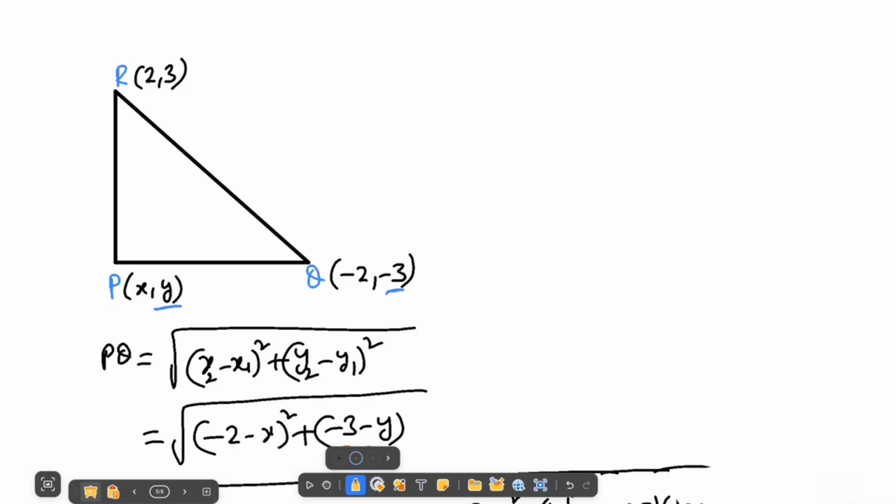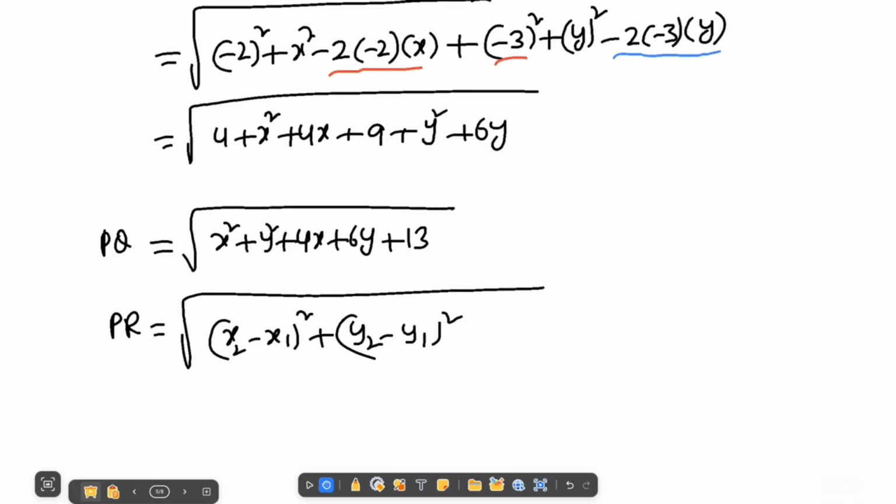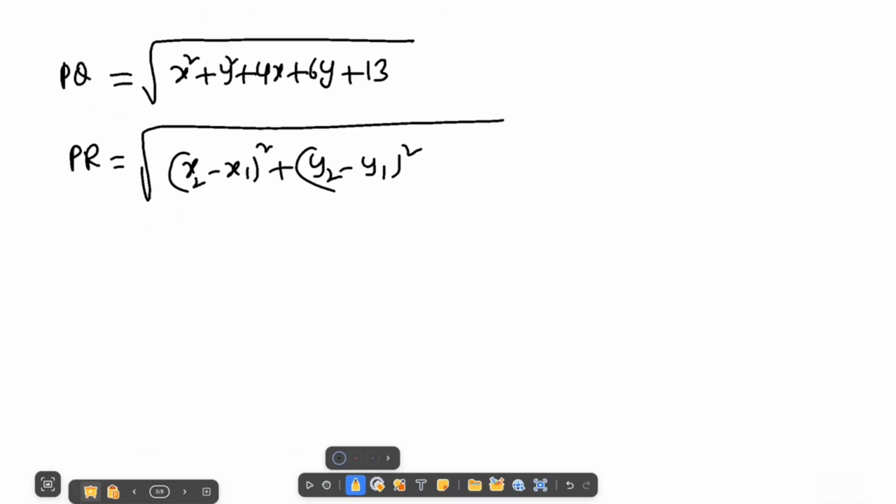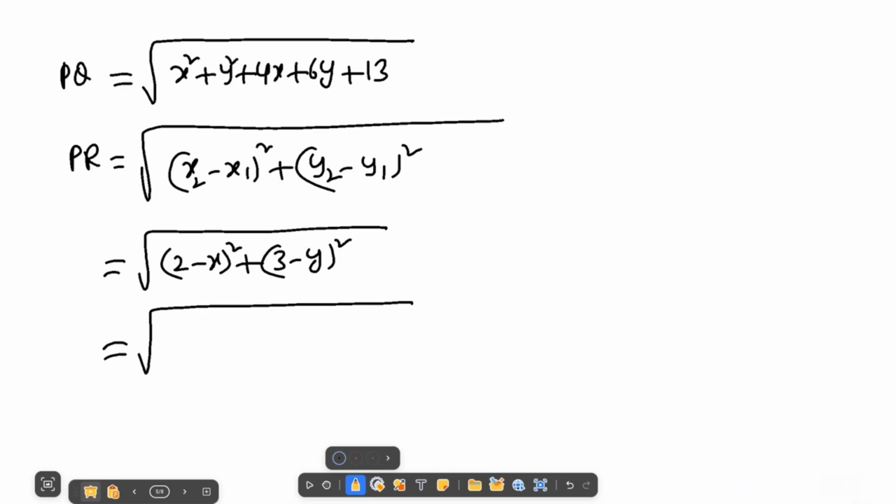x2 minus x1. So x2 is 2, x1 is x, y2 is 3, and y1 is y. So 2 minus x, 3 minus y. So this will be equal to the square root of (x2 minus x1, 2 minus x) whole square plus (y2 minus y1, 3 minus y) whole square. Now let's expand with the (a minus b) whole square formula.